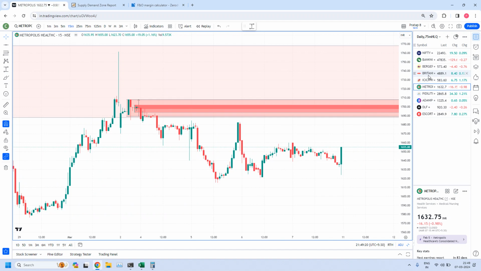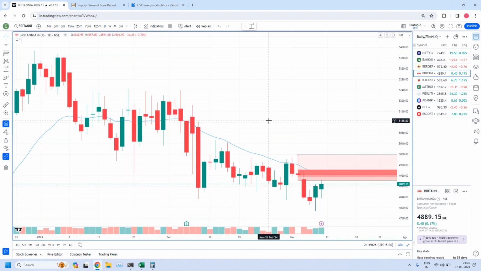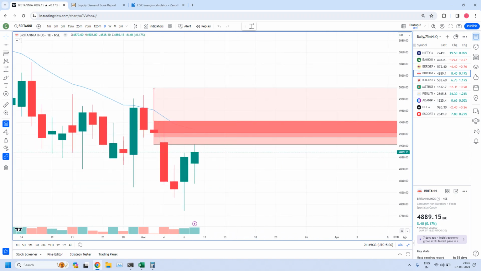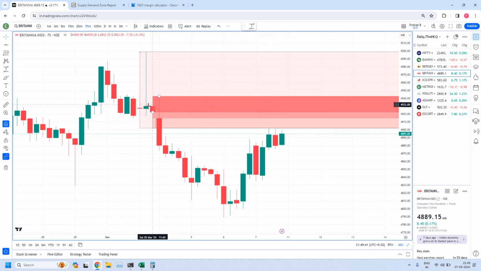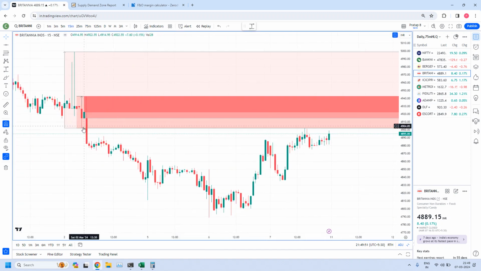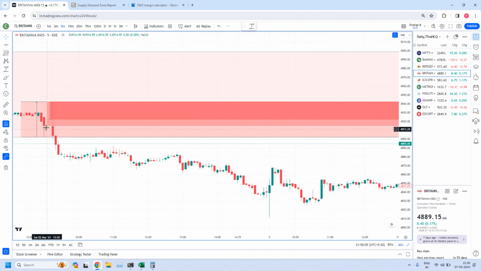And ICICI Prudential we discussed, and two more are there. Britannia is a high liquidity daily supply zone. We have a drop, base and drop. And inside we identified a 75-minute zone. We have a leg candle, base candle and a drop candle. This is the way we identified the 75-minute zone. Inside 75 minutes, we identified a 15-minute zone. See here, we have a leg candle, a base candle and a drop candle. This is 15 minutes. Within this 15 minutes, 5 minutes, we have a leg candle, a base candle and a drop candle.